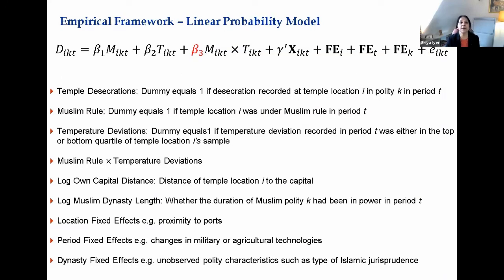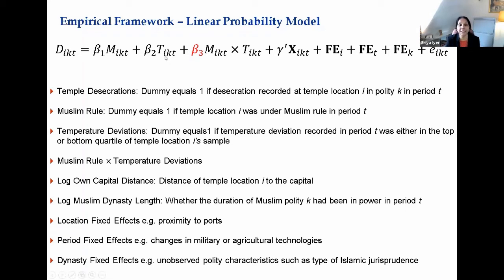Let me quickly go through our empirical framework. Our main dependent variable is temple desecrations. That's a dummy which equals 1 if a desecration is recorded at a temple location i in polity k in period t. M is Muslim rule. That's a dummy which equals 1 if the temple location i was under Muslim rule in period t.